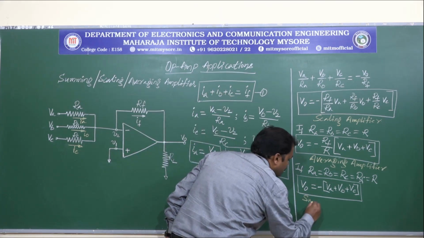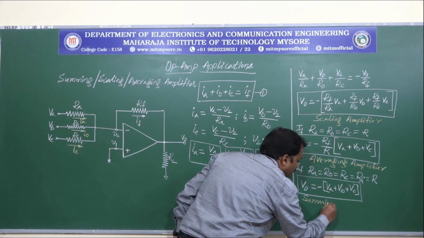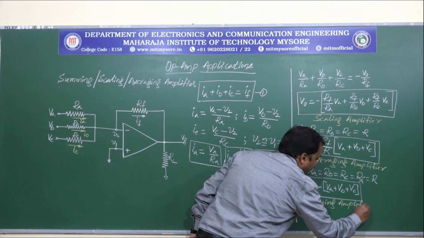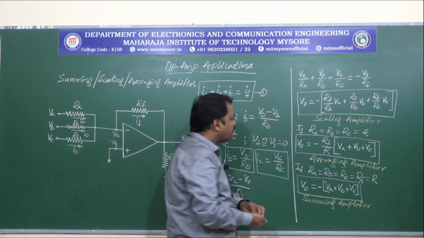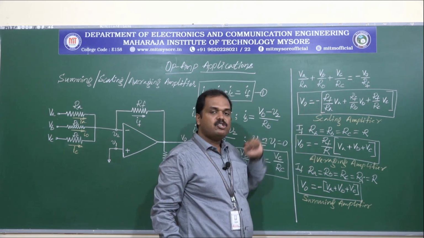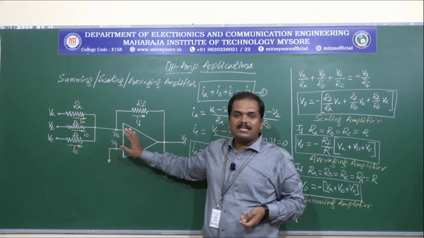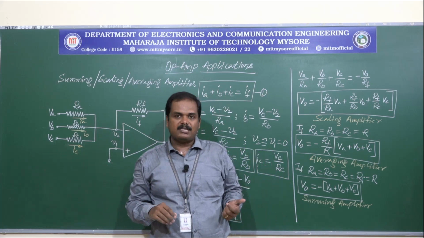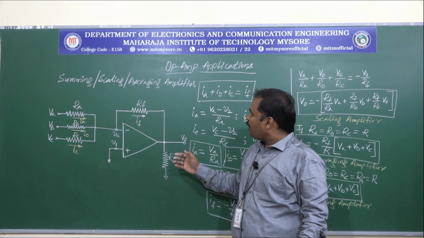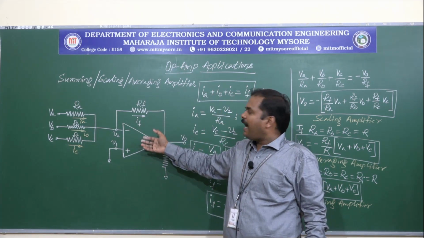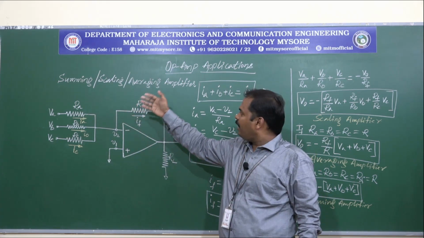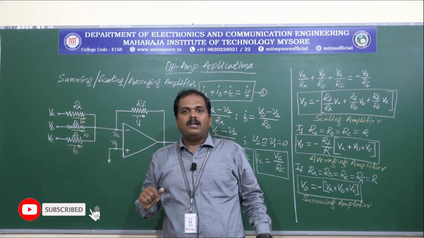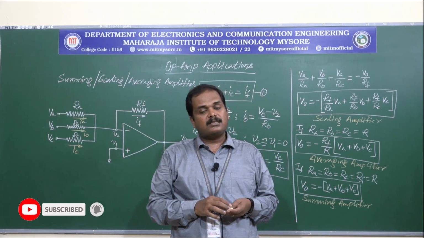So this is the expression for the summing amplifier. We have this negative sign in all the equations because the op-amp is connected in inverting mode. So this is the working of an op-amp circuit as a summing amplifier, scaling amplifier and averaging amplifier. So that's all what we have for this session.